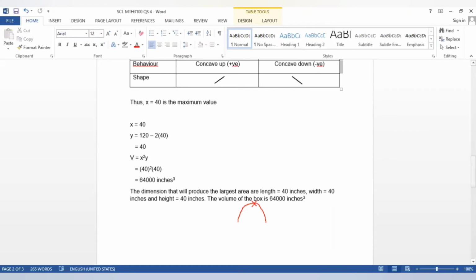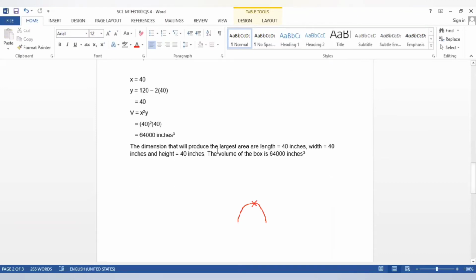So we can conclude that the dimensions that will produce the largest volume are length 40 inches, width 40 inches, and height 40 inches, and the volume of the box obtained is 64,000 inches cubed.